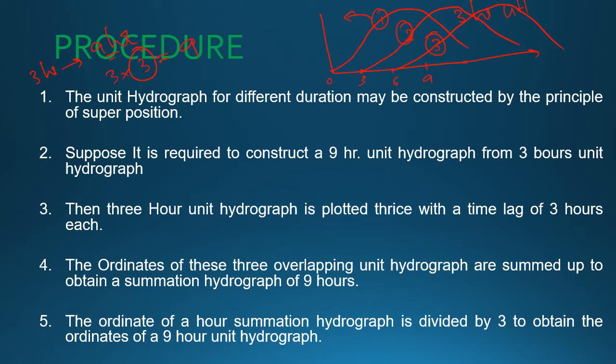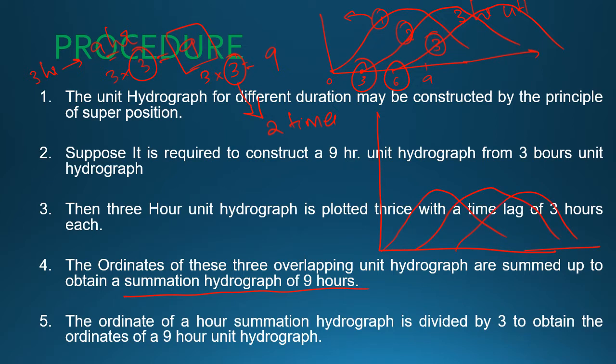So the unit time to be found is 9, which is a third multiple of 3, that is 3 into 3 equal to 9. So we have to sum up 3 curves, and for that you have to lag the given hydrograph 2 times. That is, this is the first lag and this is the second lag, and finally we sum up all these 3 curves to obtain the flood hydrograph or summation hydrograph of 9 hours. If these are the curves, we will be summing them up to find the summation hydrograph. This is a summation hydrograph of 9 hours.